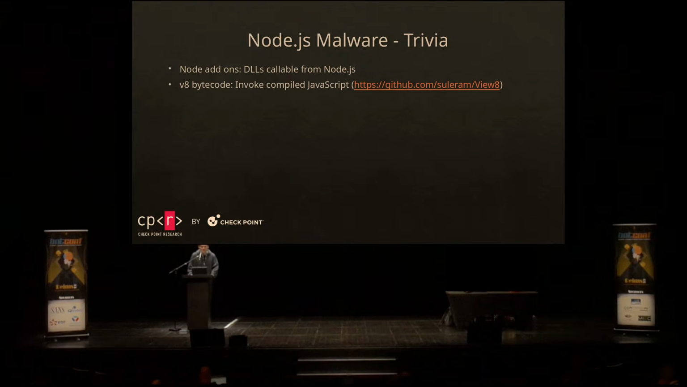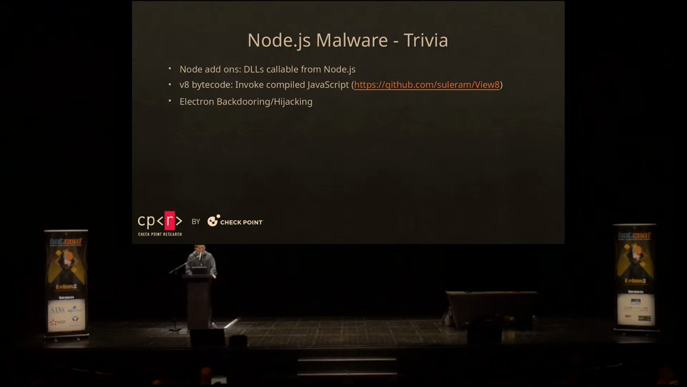Then there's also V8 bytecode, which is essentially just compiled JavaScript, compiled into bytecode. And this can then be invoked from a Node script. And we at Checkpoint, we developed a decompiler for this V8 bytecode called Vue8, so we got you covered there as well under that link here on GitHub.